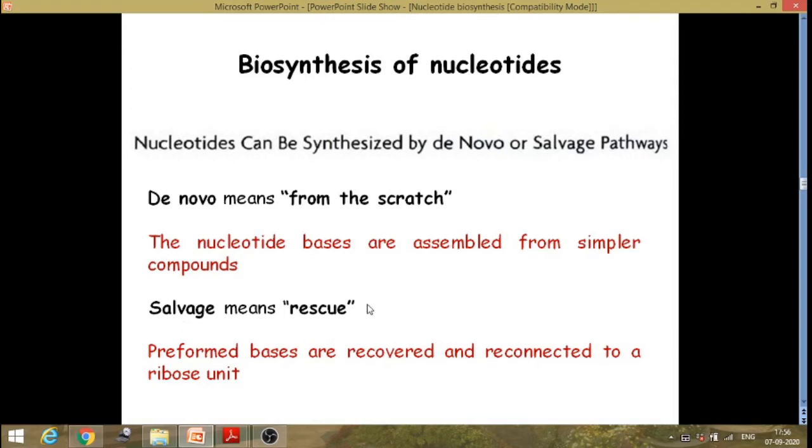Then salvage pathways. Salvage means rescue, and in salvage pathways preformed bases are recovered and reconnected to a ribose unit. So whenever nucleic acids or other compounds containing bases are degraded, these bases are recovered from them and then reconnected to the ribose unit to form nucleotides. So there are two ways.